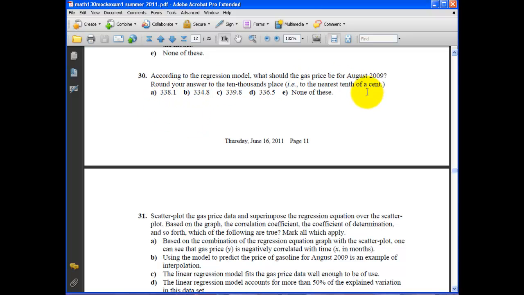According to the regression model, what should the gas price be for August of 2009? I'm going to go with choice D right there. That looks like the correct one.